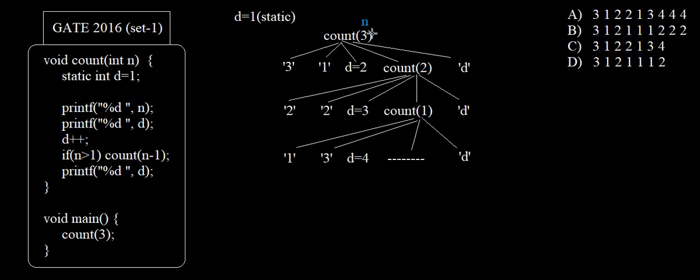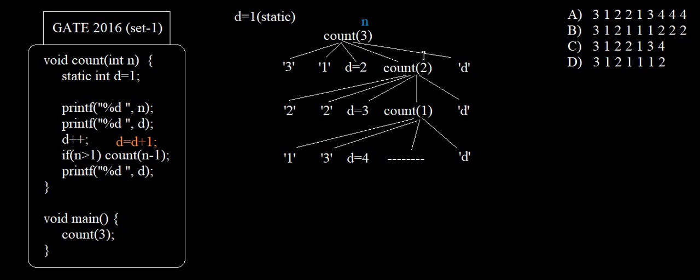Here n equals 3, and we have a declaration of d, which is an integer type and static 1, which is statically allocated memory. Firstly, we print the value of n, which is 3. Print the value of d, which is 1, and then increment d equals d plus 1. Now in the next statement we check the condition: if n is greater than 1, n is 3, which is greater than 1. Yes, true. Count(n minus 1) means count(3 minus 1), which is 2. So we will call count(2), and then execute the statements of the count function again.